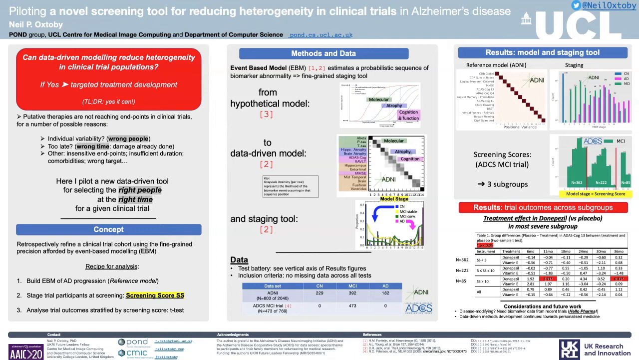Now, the screening scores for the ADCS MCI trial resulted in three clusters that we stratified by: those up to stage 4, those between 5 and 10, and those above stage 10. And the TLDR that I finally got to is the result of the trial outcomes across subgroups. There is a treatment effect in the donepezil arm in ADAS-Cog13 versus placebo for the more severe subgroup, those staged beyond stage 10. Whether this is a disease-modifying effect needs to be checked with biomarker data from more recent trials.